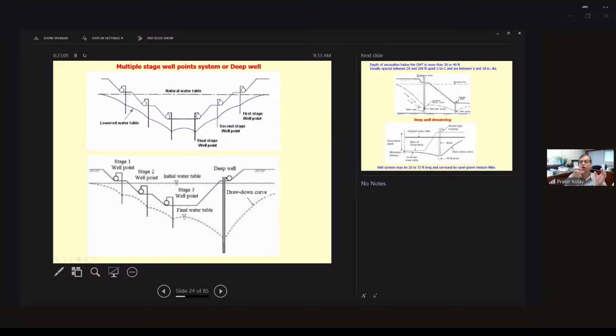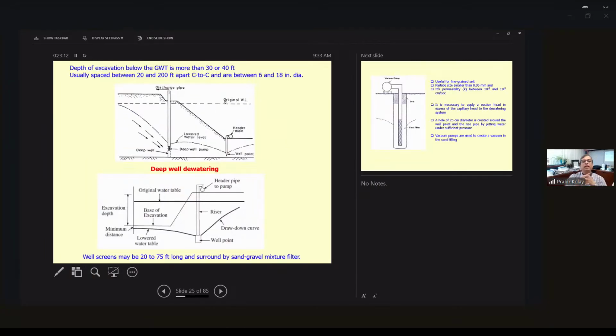You can use multiple stage well points. You can use well points and also the deep well together. And then this is another method, the deep well system. So the same thing over here, that is the chart.